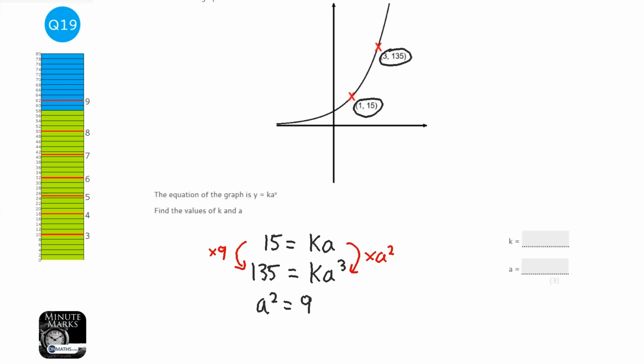So we then square root that. Now this is where it gets interesting. You actually get a positive and a negative 3, but the reason I know it's positive 3 is because if it was a negative, the actual graph would look like this.